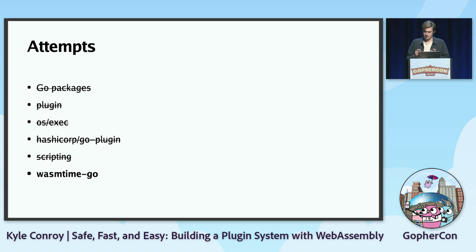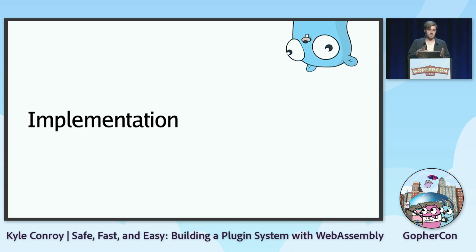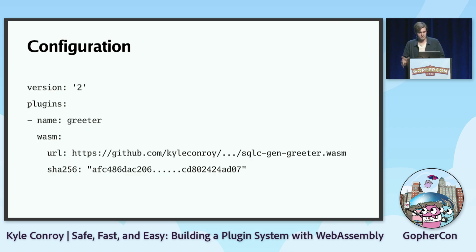I picked wasmtime and was like, all right, let's go ahead and actually implement this. I was a little intimidated. It's like, okay, a secure runtime context seems like it could be a lot of code. It actually ends up being pretty simple. The first thing we start with is configuration. How are people going to tell sqlc where their wasm stuff lives? It's really simple in this case. It's a URL or a directory path on the file system. We have a SHA just so that we can cache that wasm and don't have to fetch it from the network every single time.